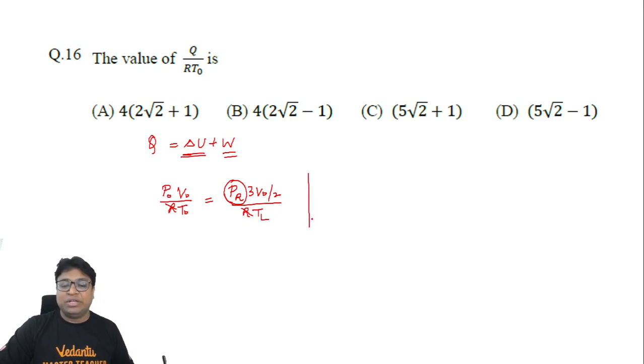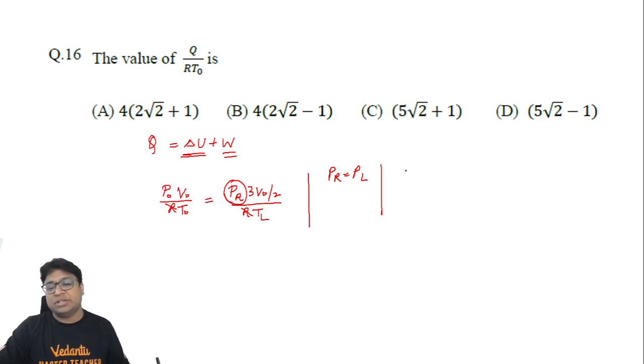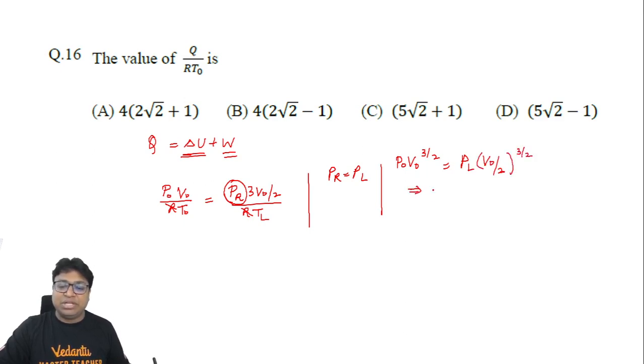So to get the value of PR, we will use the fact that PR is the same as PL. And how do we get the value of PL? We can get the value of PL by using the adiabatic equation for the left chamber. That means P naught V naught raised to power gamma is equal to PL times V naught by 2 raised to power 3 by 2. This means PL can be written as P naught into 2 raised to power 3 by 2, which is 2 root 2 P naught. So this is what we are getting.